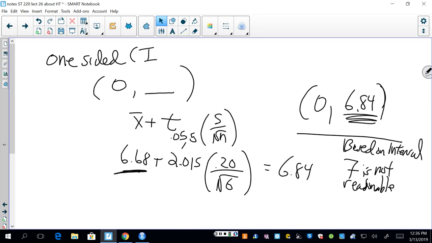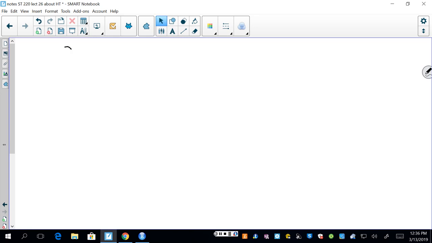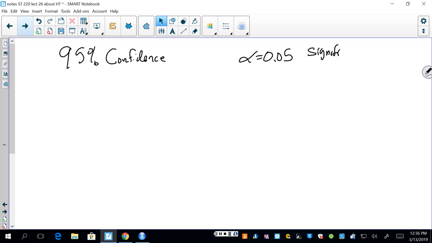So a few questions. This percent confidence, like 95% confidence, has the corresponding alpha 0.05 significance level. There's that correspondence between 100 times 1 minus 0.05 percent, and a corresponding 5% difference in there.